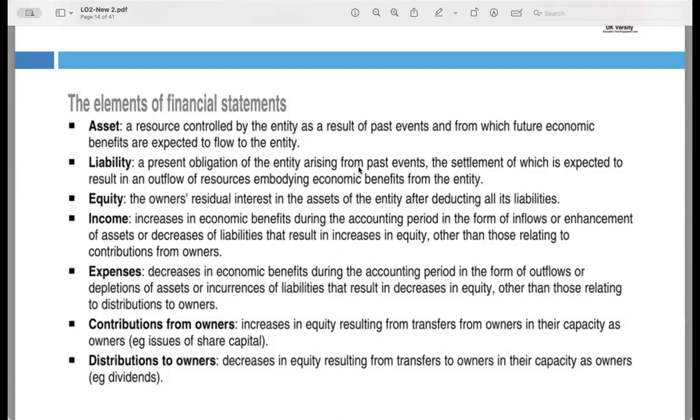Income refers to increases in economic benefits during the accounting period in the form of inflows or enhancements of assets and/or decreases in liabilities that result in increases in equity, other than those relating to contributions from owners. Income is crucial for assessing the company's performance, covering revenues from assets, interest income, and gains from asset disposals.